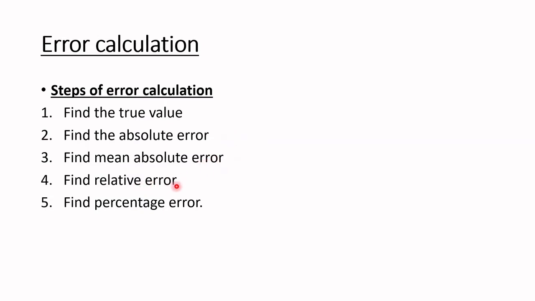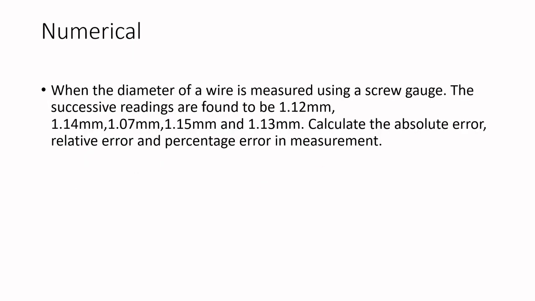Then find the relative error. Relative error means the ratio of the mean absolute error to the true value. And finally, find the percentage error, that is, relative error into 100. Relative error multiplied by 100 is known as percentage error. In this numerical, we will calculate the percentage error. The data given is the readings of a measurement: 1.12 millimeter, 1.14 millimeter, 1.07, 1.15 and 1.13 millimeters. Calculate the absolute error, relative error and percentage error in the measurement.